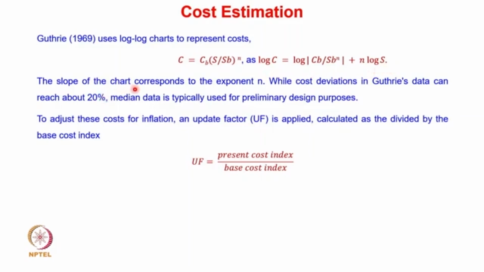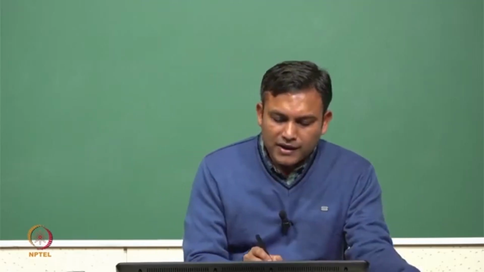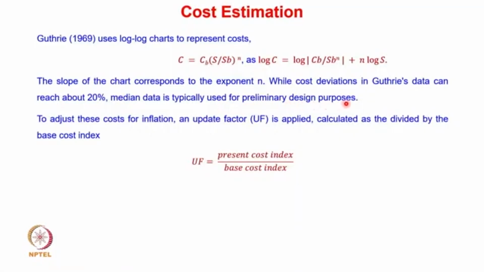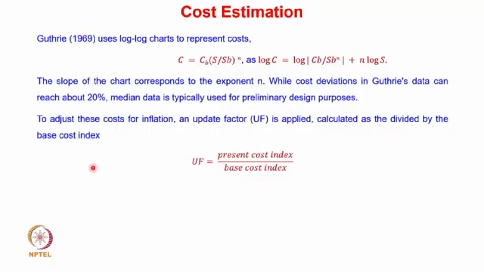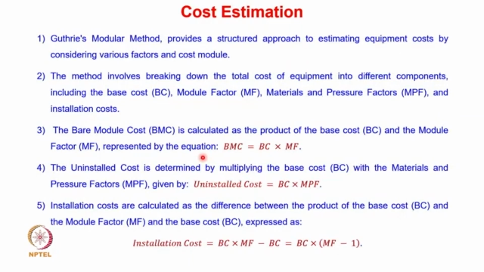Okay, so the slope of the chart corresponds to the exponent n, while the cost deviation in Guthrie's data, if you look at how much it deviates from the actual values, is around 20%. Median data is typically used for preliminary design purposes, again to adjust this cost for inflation with an update factor. Remember that inflation is going to increase the cost, and for that the update factor is used. This update factor can be obtained as the present cost index divided by the base cost index, and it is used when we are calculating the actual cost.